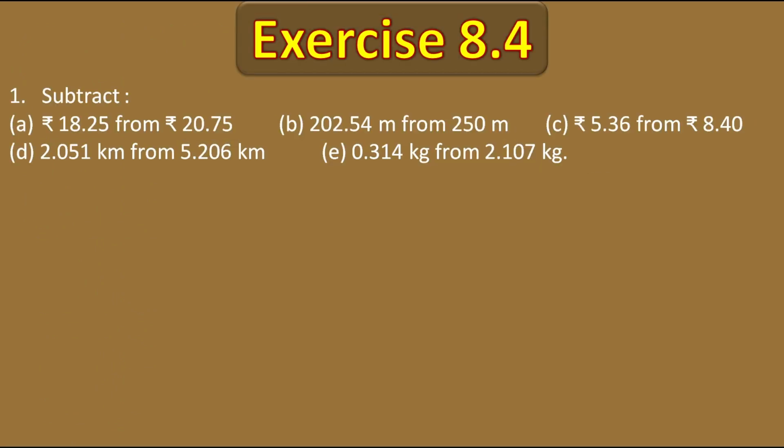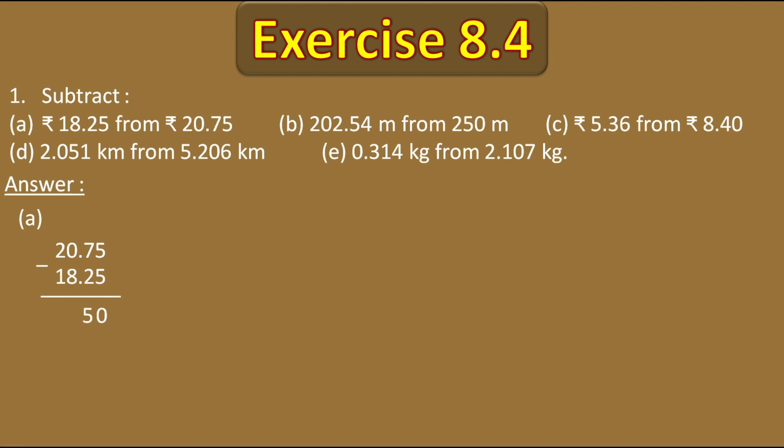In this exercise we are going to learn how to subtract decimal numbers. So first one is rupees 18.25 from rupees 20.75. So here the 20.75 will come up and 18.25 will come down. Why so? Because they have told us to subtract 18.25 from 20.75. Just remember that the decimal point should come one below the other. Now 5 minus 5 gives you 0, 7 minus 2 gives you 5.